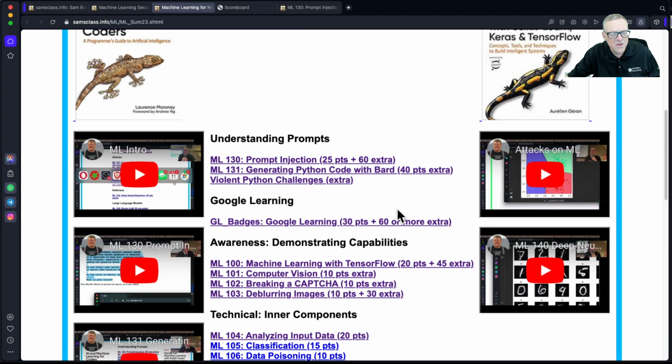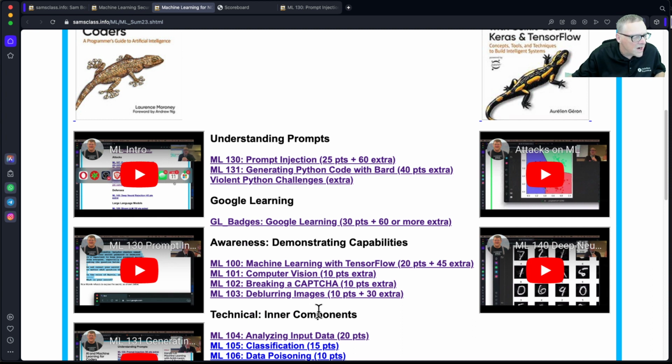One thing about this class is you don't have to have a special machine or install anything. We're going to use public web resources, and we're going to use free Google Python environments to do all the Python stuff, so you don't need to do anything here.